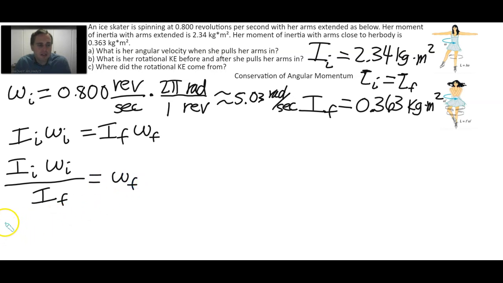And let's put the numbers in. So the initial rotational inertia was 2.34 kilograms times meters squared. Her initial angular velocity is 5.03.